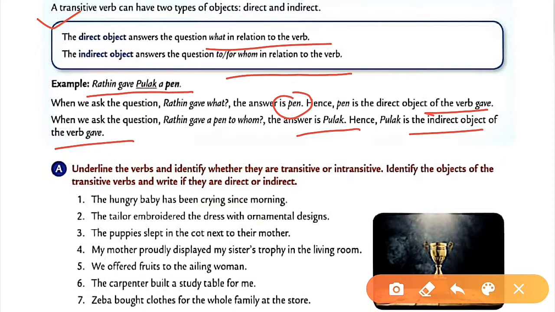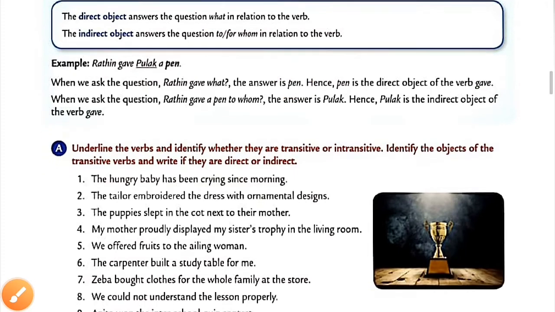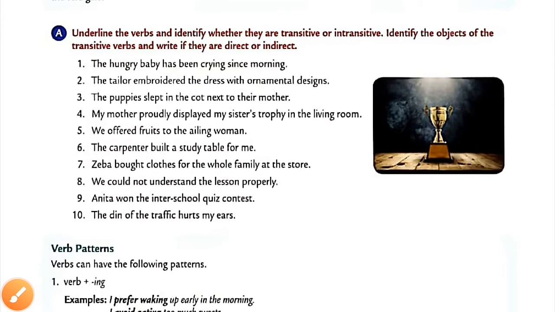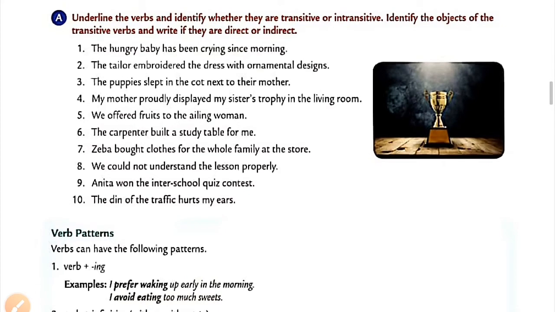Direct object is, again I am repeating, what is the relation to the verb, and indirect object is whom in relation to the verb. In that way we will explain a part: underline the verbs and identify whether they are transitive or intransitive, identify the objects of the transitive verbs and write if they are direct or indirect. So guys, start. We have to identify the transitive or intransitive verbs and their objects. So we will do one by one.